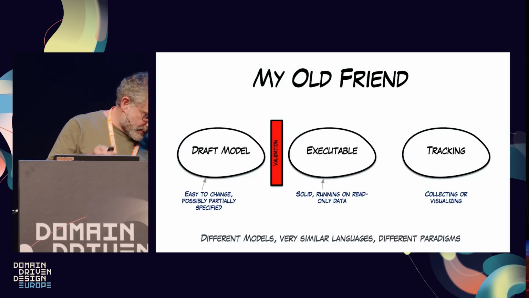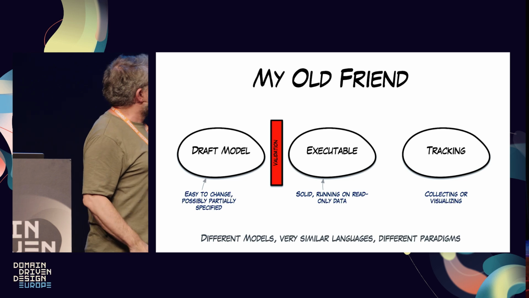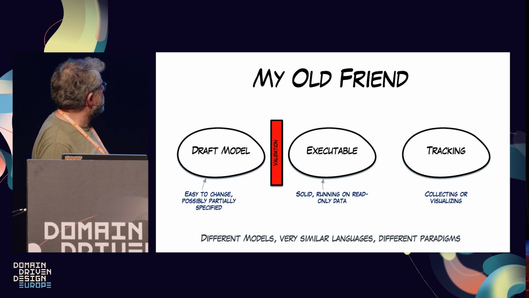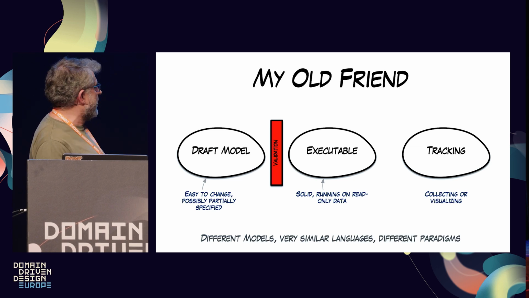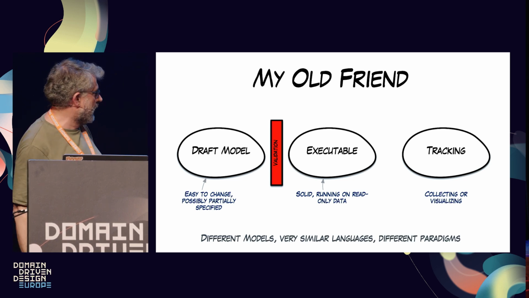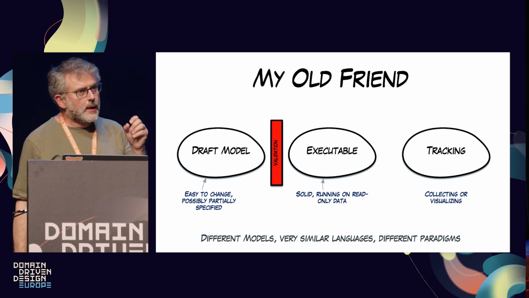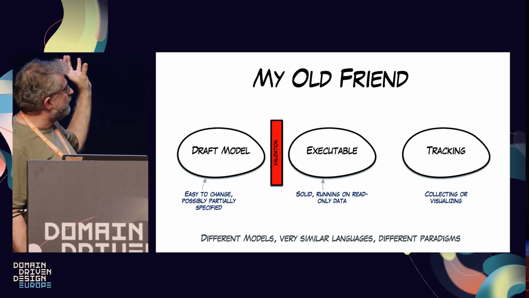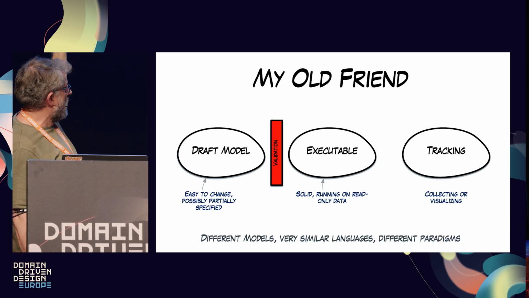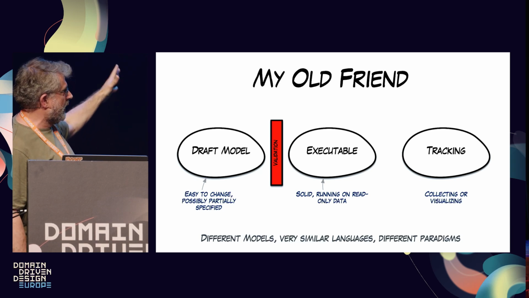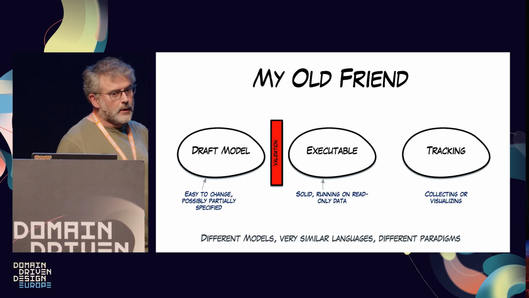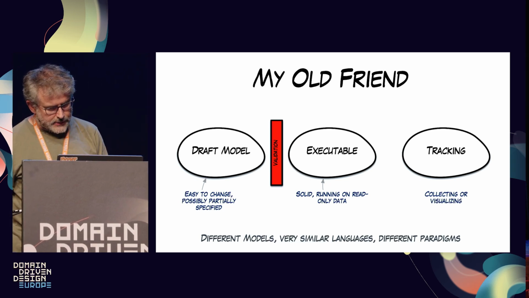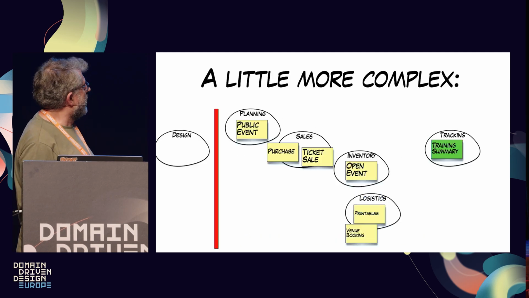And the first pattern that we started to play with is this old friend. The initial name was collaborative construction. Now I call it the 3 archetype, or draft, executable and tracking. The thing is, you usually have 3 models with very different behavior but very similar languages, because you want to plan or sketch or design exactly the thing that you want to execute and exactly the thing that you want to track later on. Only in our scenario, it started to look a little bit more complicated than this.